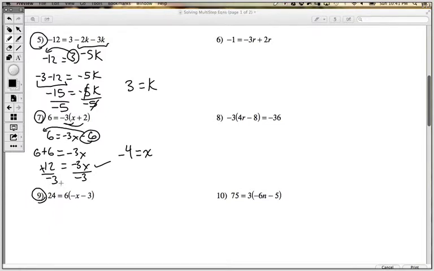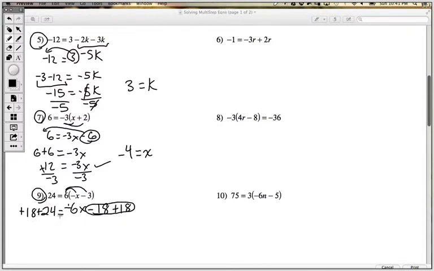Number 9. It says 24 equals 6 times negative x minus 3. So that's not 6 minus x minus 3, it's 6 times each of these terms. So we'll have 6 times negative x is negative 6x. And 6 times negative 3 is negative 18. And altogether that equals 24. From here I'm going to add 18 to both sides. So I'm going to add 18 over here and add 18 over here. That moves it over to the left side because this is going to make a 0.